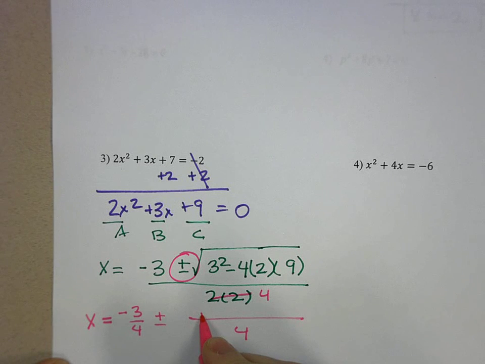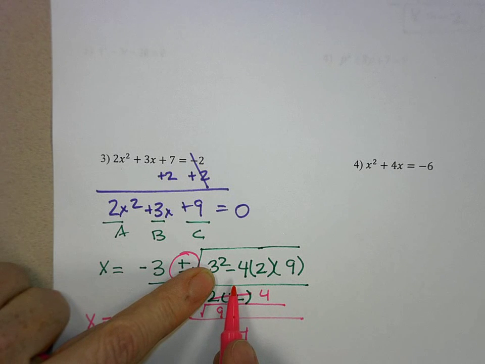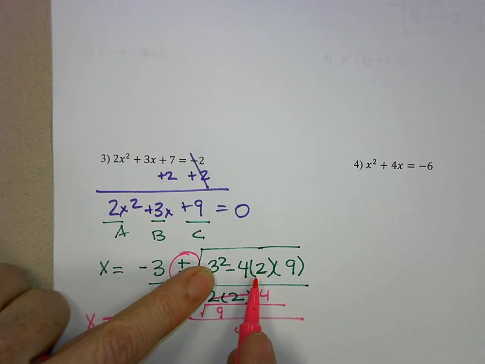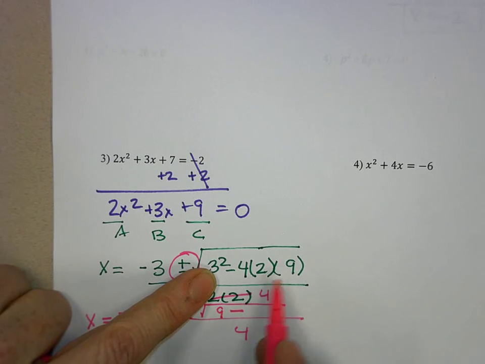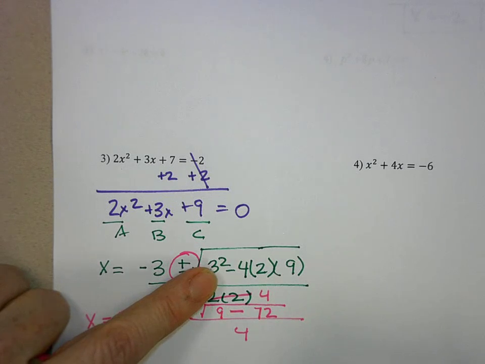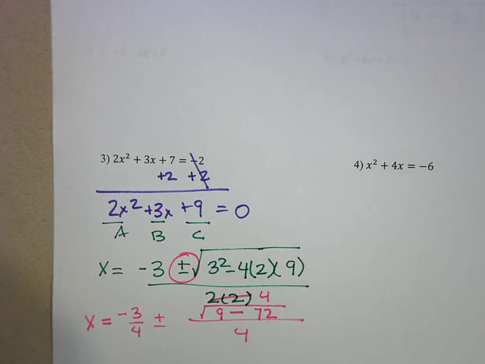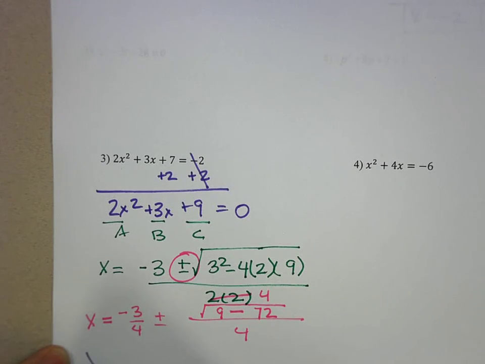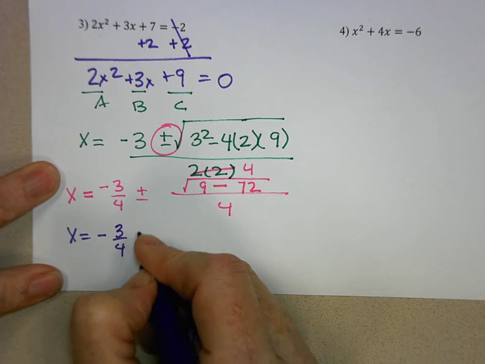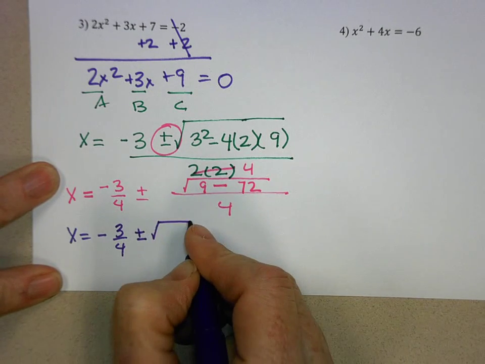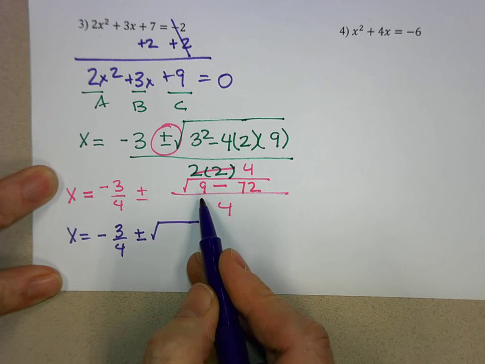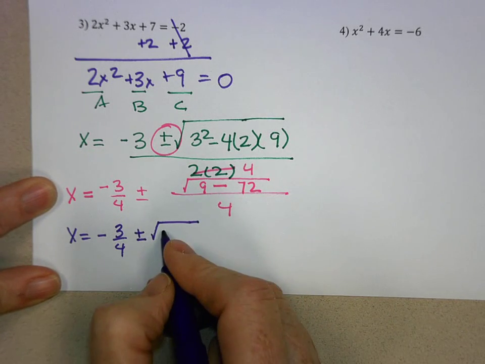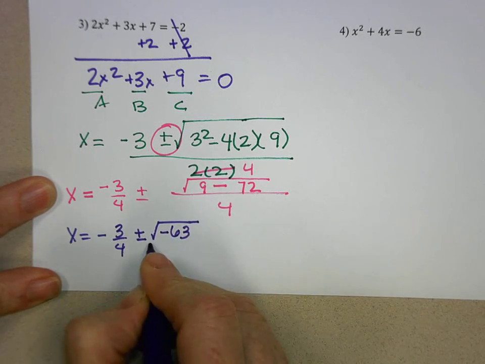I'm not leaving myself much room here. But I'm going to have 3 squared is 9. Now, am I going to add something or subtract from it? I have a negative and 2 positives, so I'm going to be subtracting. 4 times 2 is 8. 8 times 9 is 72. Okay, so I keep working the problem. And I get x equals negative 3/4 plus or minus the square root. Now when I take 9 minus 72, I get negative 63, divided by 4.